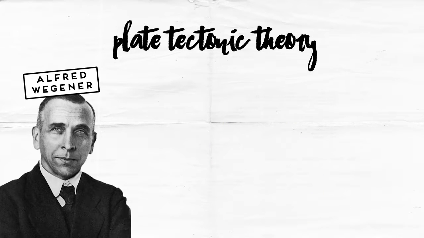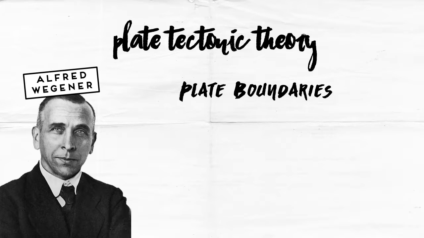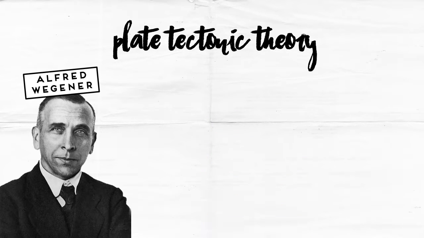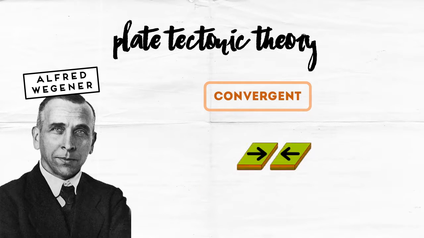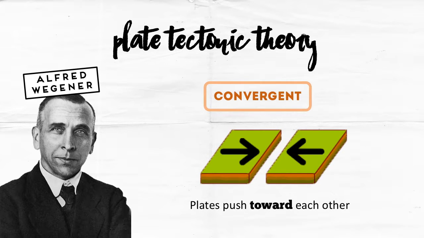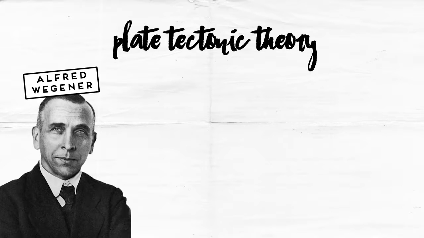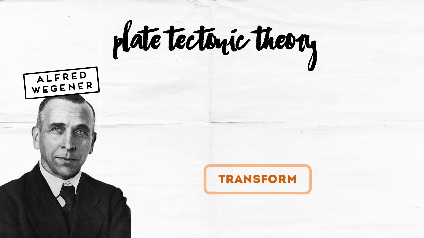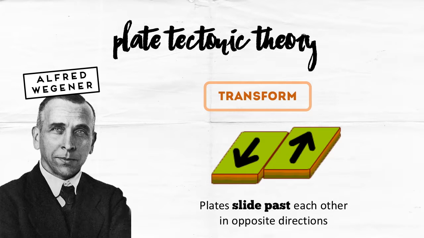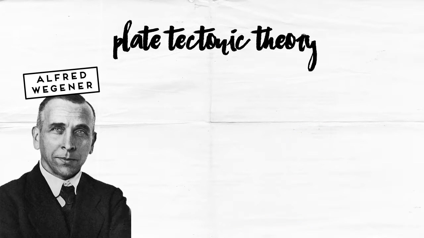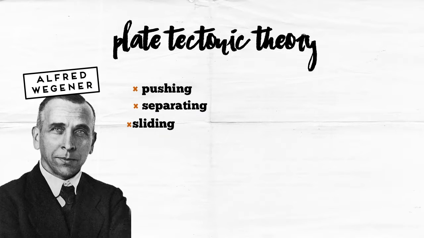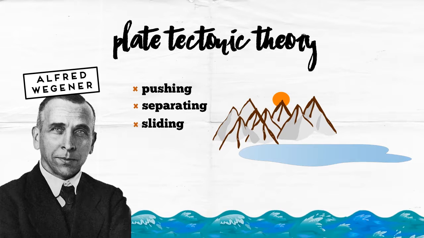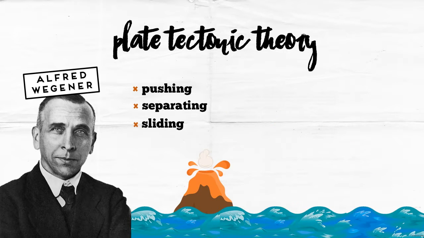So how do plates move at their boundaries? Plate boundaries can be classified into convergent, divergent, and transform. At convergent boundaries, plates push toward each other. Divergent is the opposite. Plates move away from each other. At transform boundaries, plates slide past each other in opposite directions. All of this pushing, separating, and sliding has formed many things such as mountain ranges, lakes, underwater volcanoes, and of course, the way the continents look now.